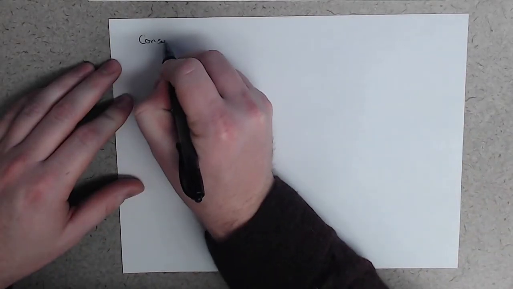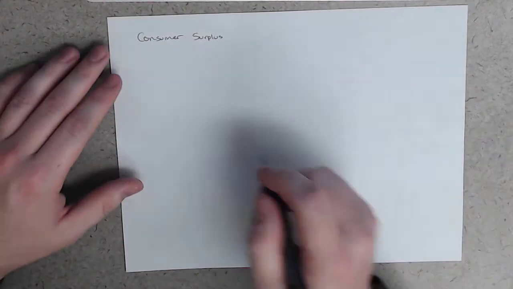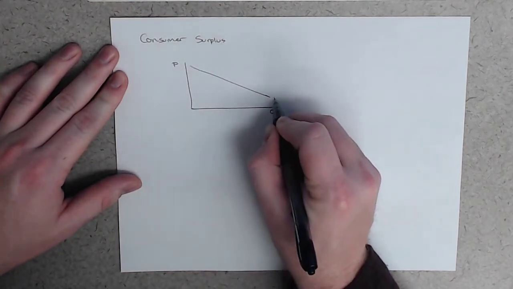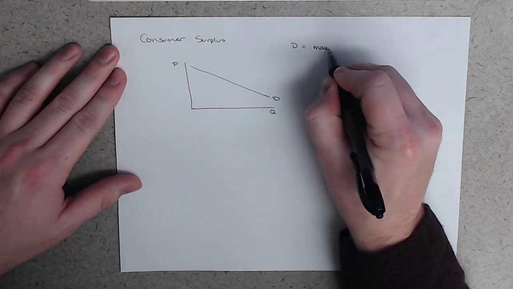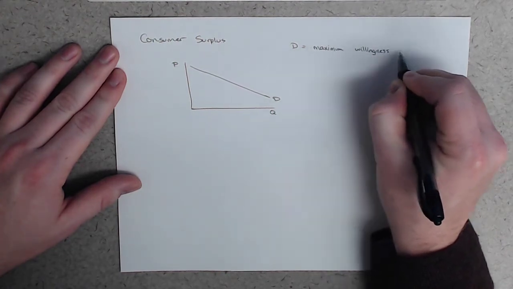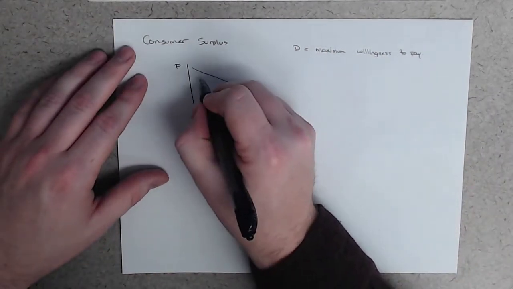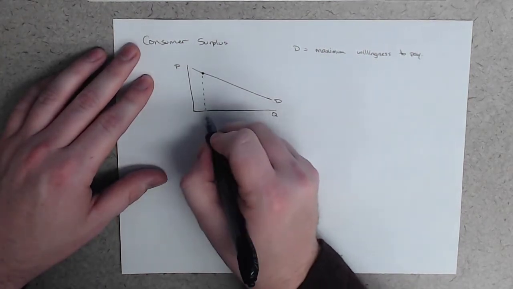Okay, so for consumer surplus, recall that the demand curve. So what I want you to remember is that when we draw a demand curve, what we're also drawing is someone's maximum willingness to pay. Okay, and so what this curve says is that for the first, let's say, can of soda, right?